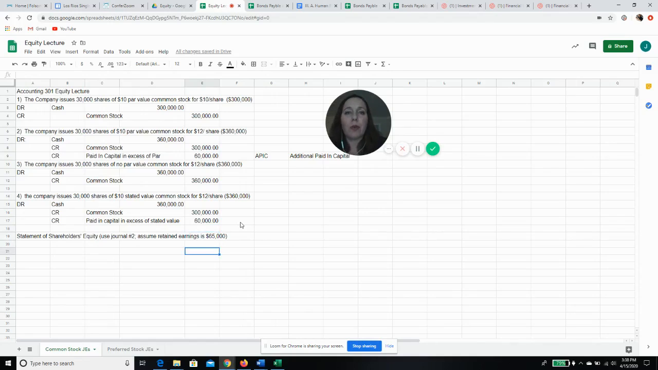Finally, we are going to create our statement of shareholders' equity. And our statement of shareholders' equity is going to basically tell us our total amount of equity. Equity has 2 parts to it. There is paid in capital, which is the money we received from issuing stock, and then retained earnings. Paid in capital always goes first. Retained earnings always goes last. So think of retained earnings as the caboose on a train. Woo, woo. It always comes last.